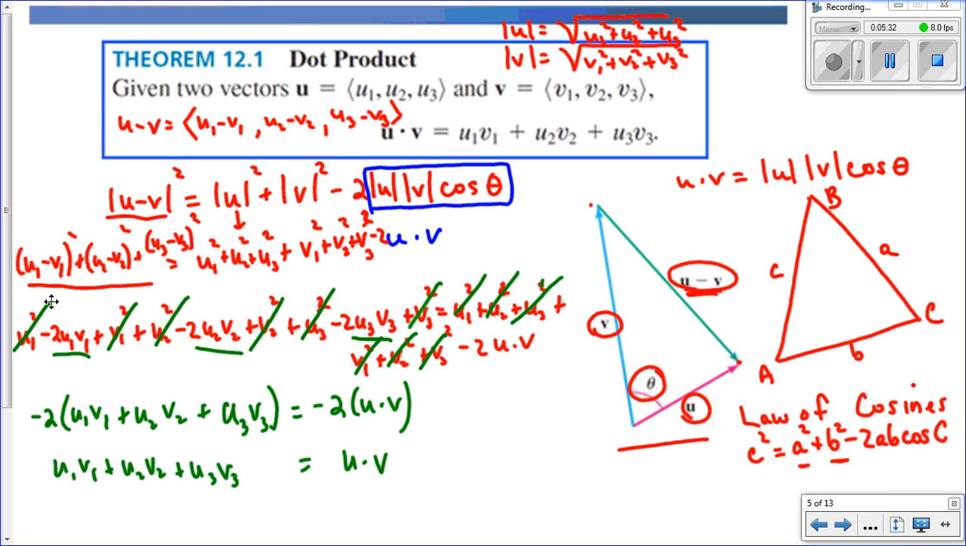And that's probably the form that you've seen for the dot product if you've learned it in the past. So now all we need is the components of u and v to be able to find the dot product.